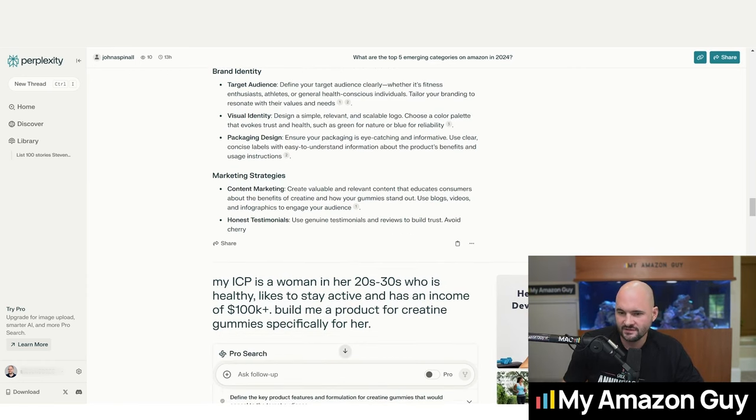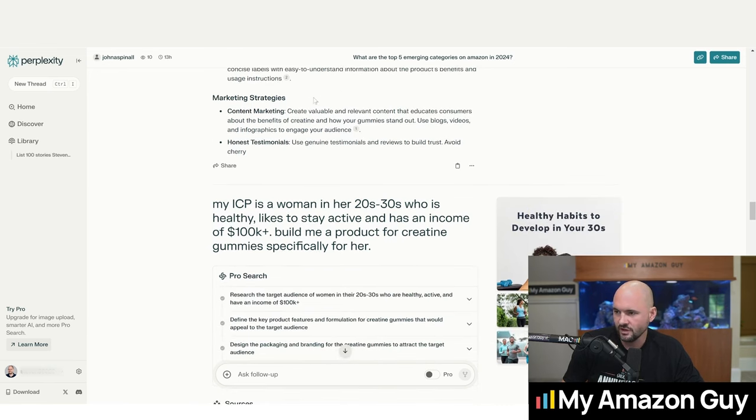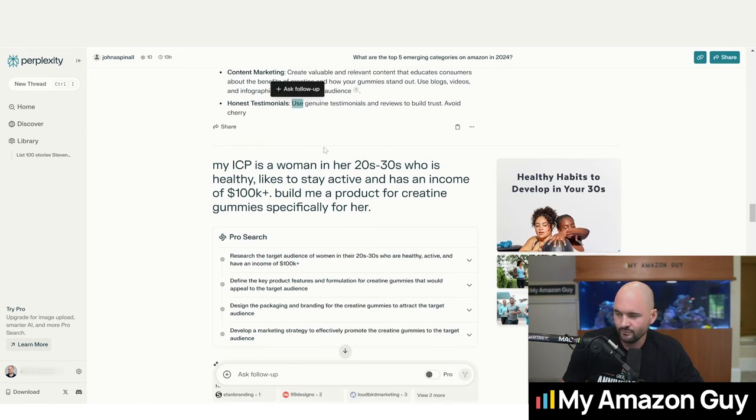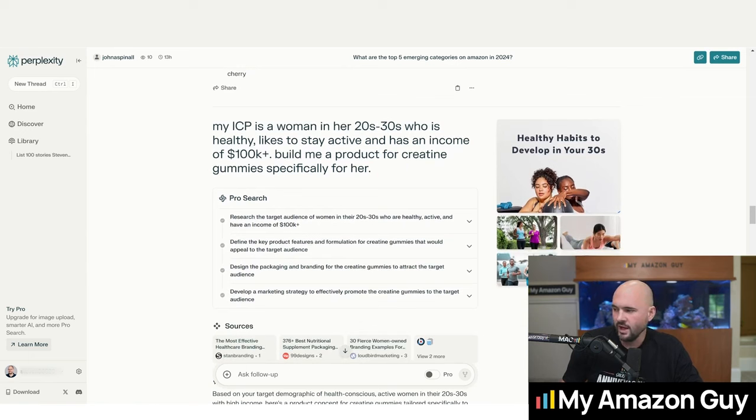Packaging design, ensure your packaging is eye-catching. Use clear, concise labels. Easy to understand information about the product's benefits, usage instructions. Market strategies, content marketing, create valuable and relevant content that educates consumers about the benefits, honest testimonials. Sure. All right, so now we gotta get way more specific.